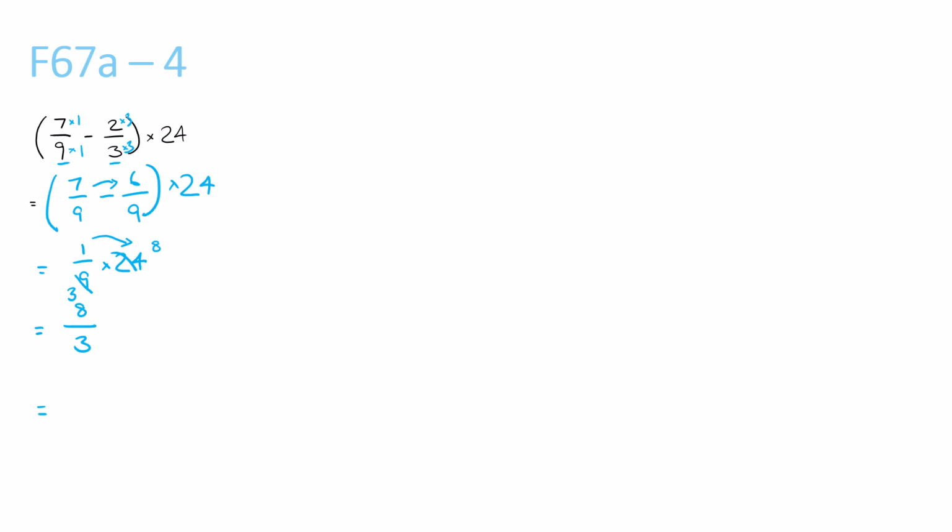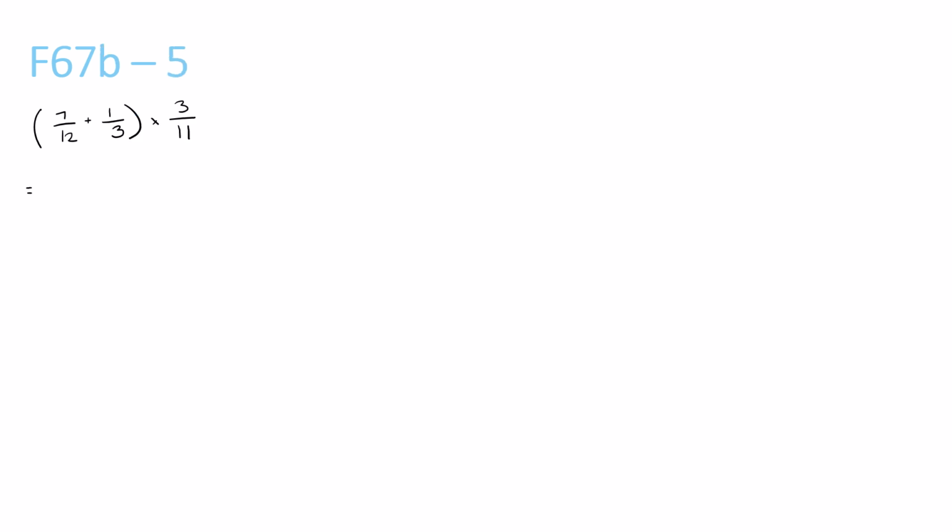This one here, you can simplify it into a mixed number if you have to. 3 goes into 8 twice, remainder 2 over 3. Now you do what's inside the brackets first, so keep 7 over 12, because the LCM of 12 and 3 is 12. Now the 3 goes into 12 4 times, so you times the top and bottom by 4 to get plus 4 over 12. And bracket times 3 over 11.